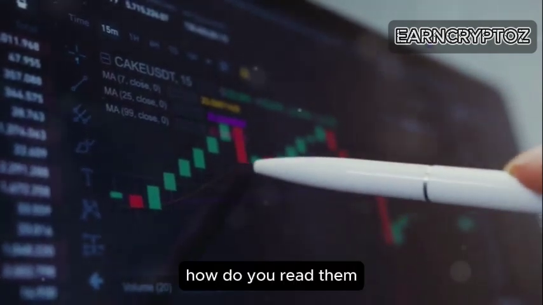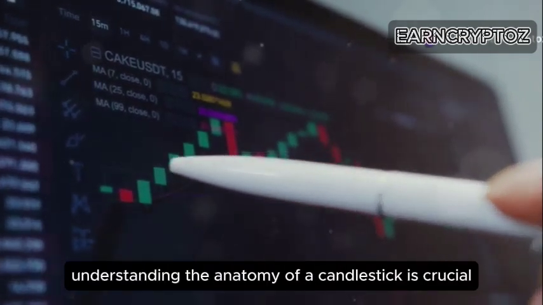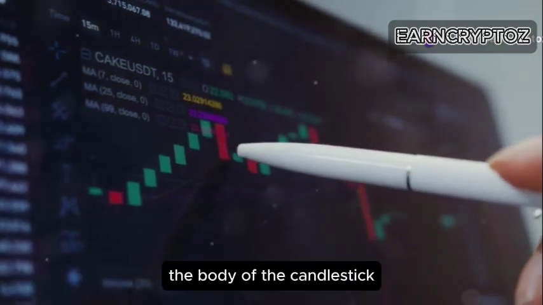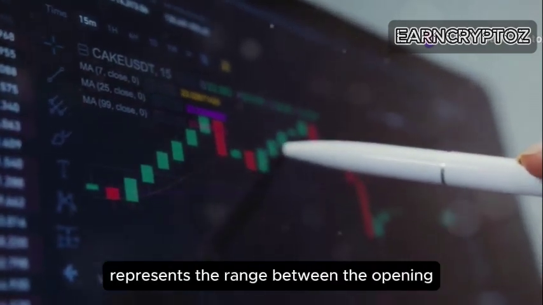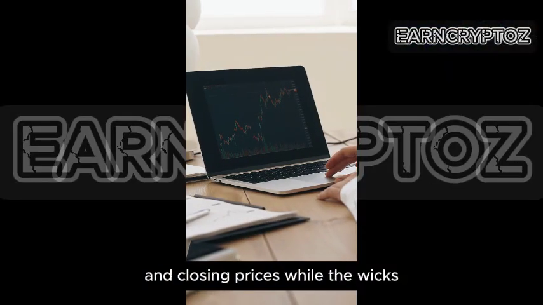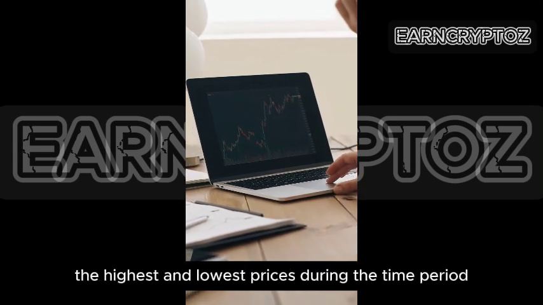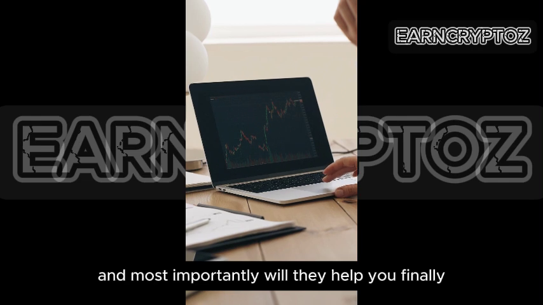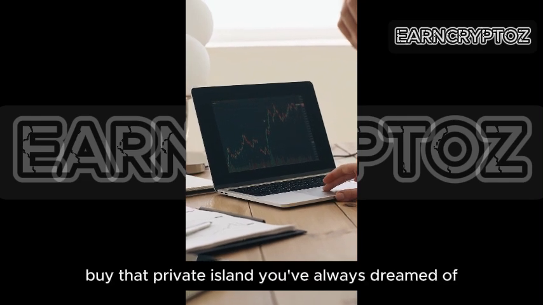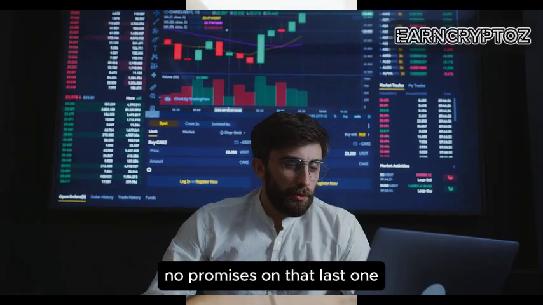How do you read them? Understanding the anatomy of a candlestick is crucial. The body of the candlestick represents the range between the opening and closing prices, while the wicks or shadows indicate the highest and lowest prices during the time period. And most importantly, will they help you finally buy that private island you've always dreamed of? No promises on that last one.